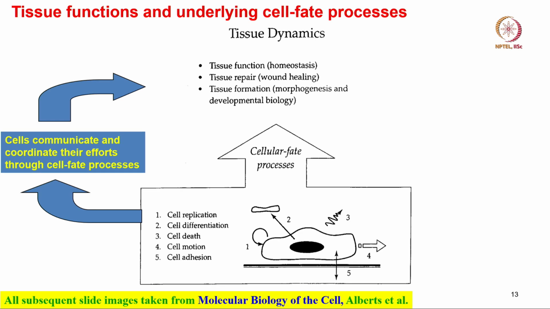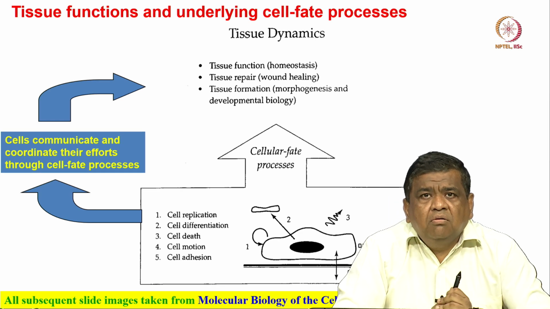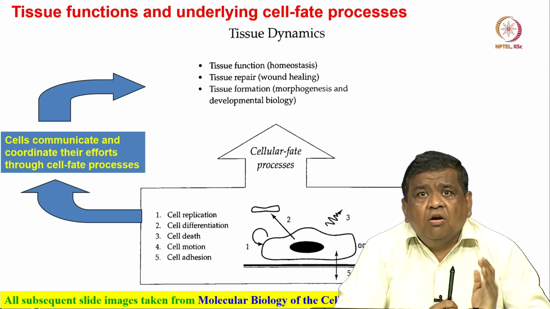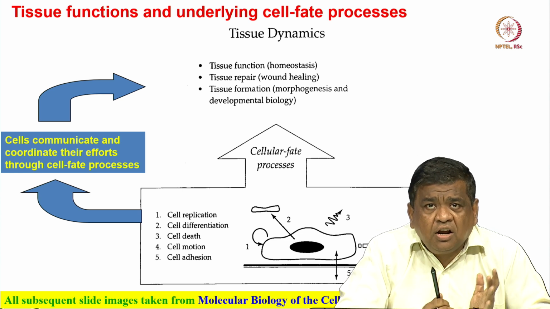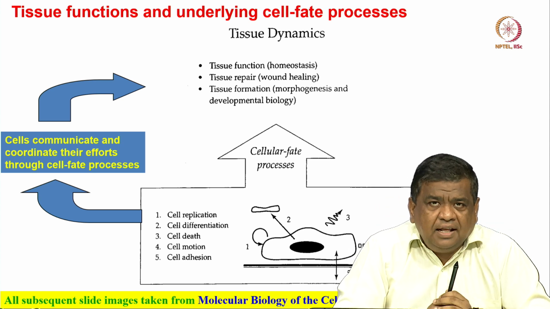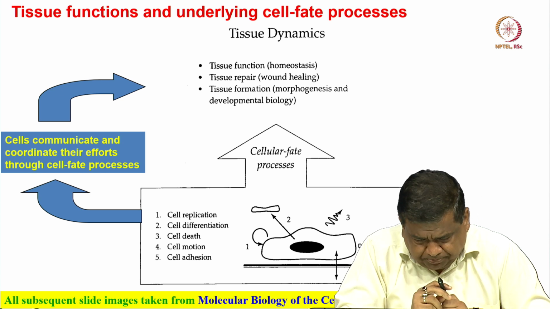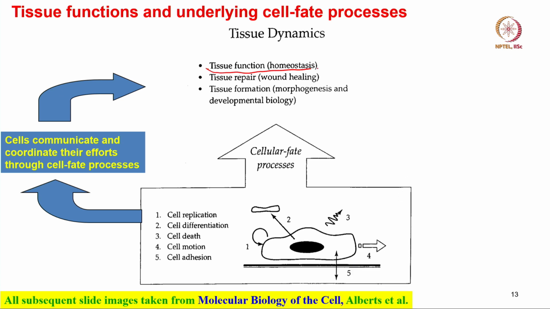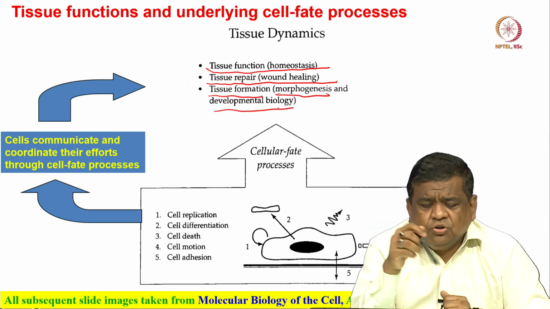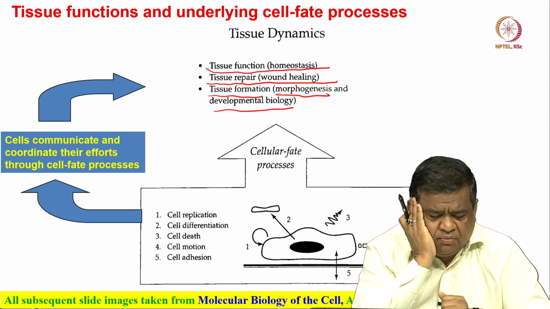Now, tissue functions. As you have seen a few slides back, I have defined tissue as the self organized unit or a level of a hierarchical structure of an organism which contains structurally and functionally similar types of cells. So, tissue function means homeostasis, this is the biological term. Tissue repair, for example, wound healing. Tissue formation is morphogenesis and developmental biology. These are more details that are out of the scope of this course.